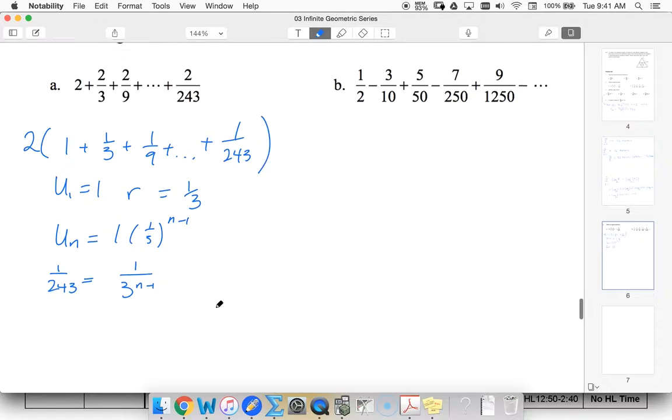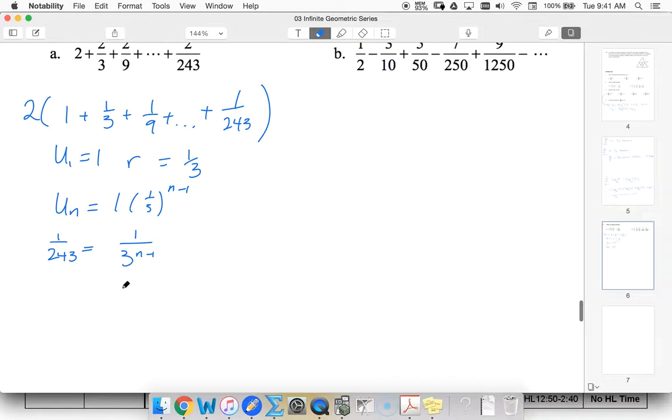I can either solve that with logs, or I can solve it based on the fact that I know that 243 is 3 to the 5th. This, of course, implies that n minus 1 is 5, so I have 6 terms of the sequence.